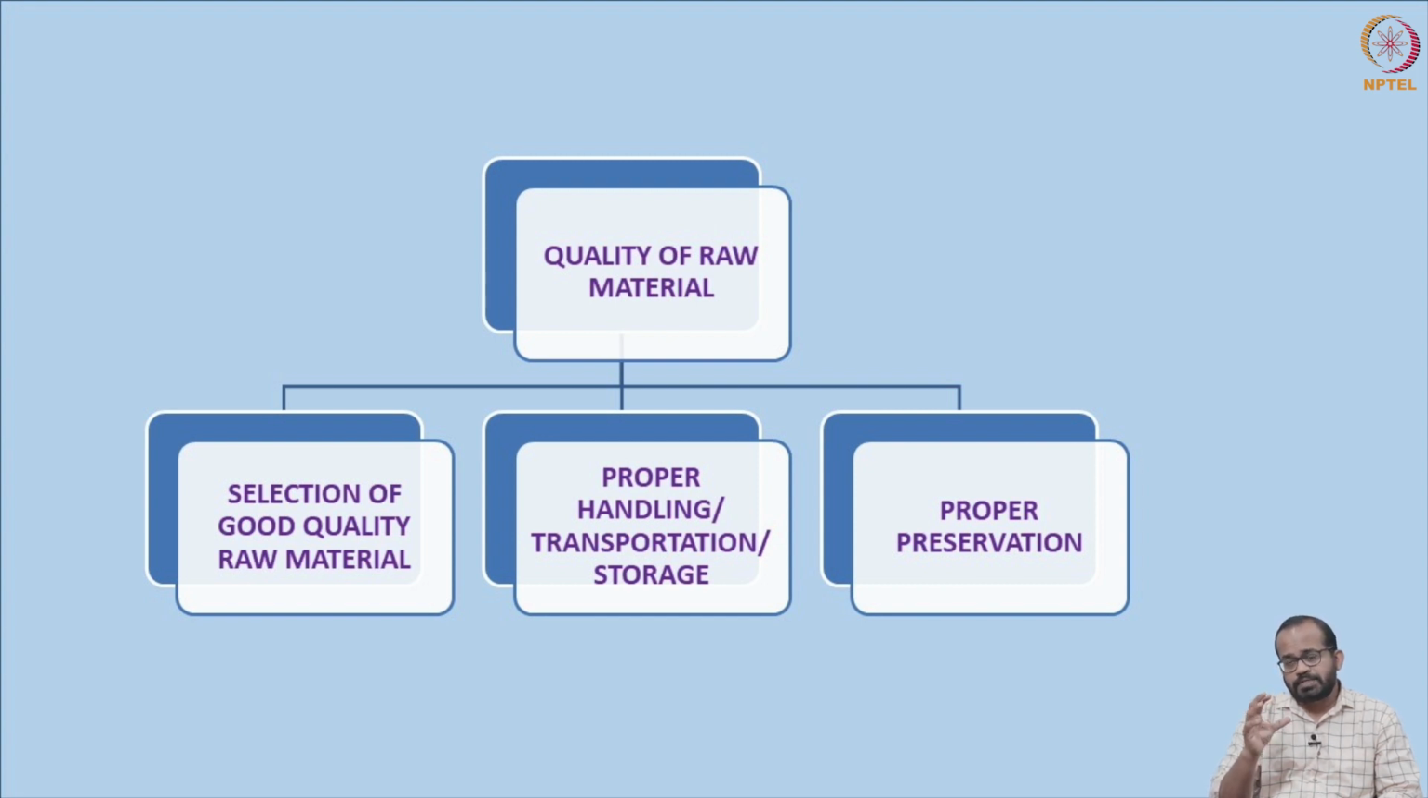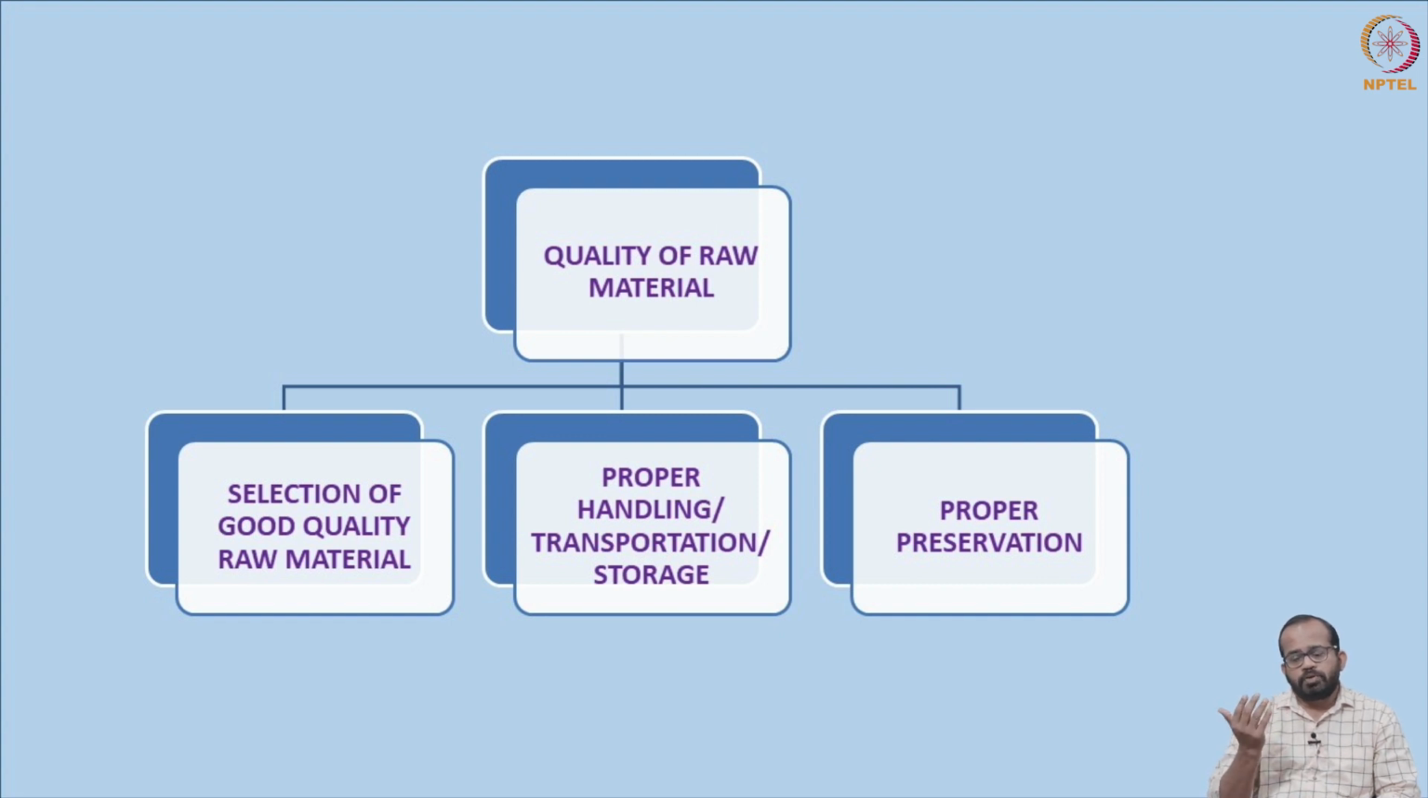Then after selection, as you know, seafood is a very highly perishable food product. So the proper handling, transportation, and storage of the raw material is going to be very important. That is also going to influence the quality of the raw material. Then, when you receive it through standard procedures, we transport the raw material to the processing unit. Finally, the proper preservation of the raw material is also going to influence its quality. So these are the three important factors that influence the quality of the raw material: selection of good quality raw material, proper handling, transportation and storage of raw material, and then proper preservation of raw material.